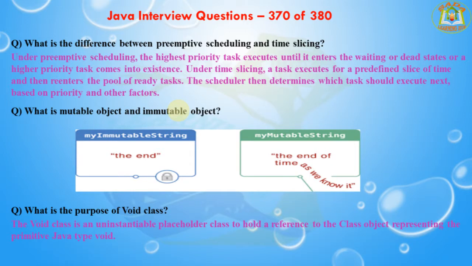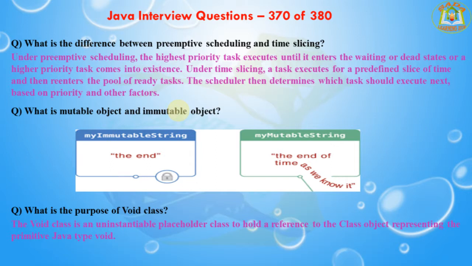The next question is, what is the difference between preemptive scheduling and time slicing? Under preemptive scheduling, the highest priority task executes until it enters the waiting or dead state, or a higher priority task comes into existence.